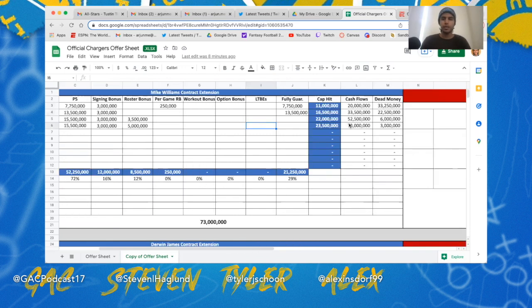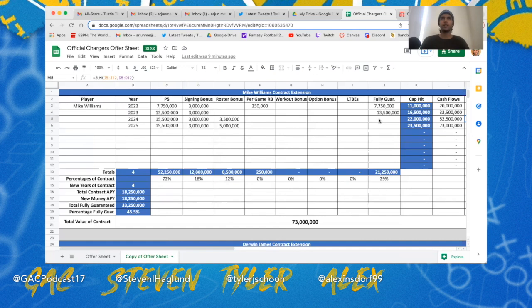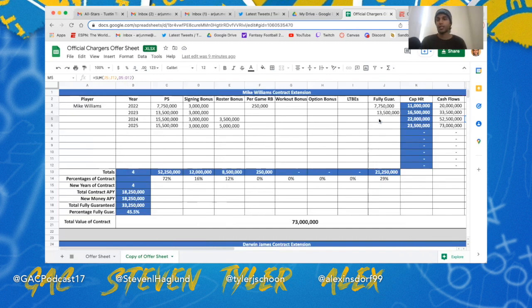And I mean, it's going to be up to year 4 because, as you can see, his dead money in the 3rd year is $6 million. You don't really cut a first round pick unless they were literally injured for 2 years. And his cap savings aren't going to be as much as the dead money is warranted. So we're looking at a 2-year cash flow of $33.5 million, a 3-year cash flow of 52.5.